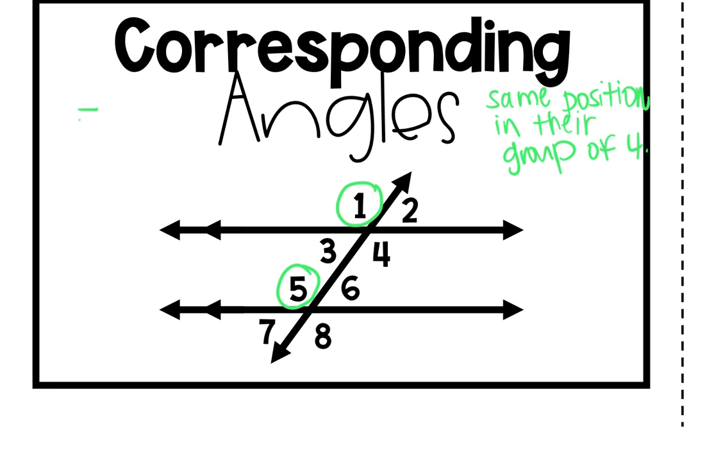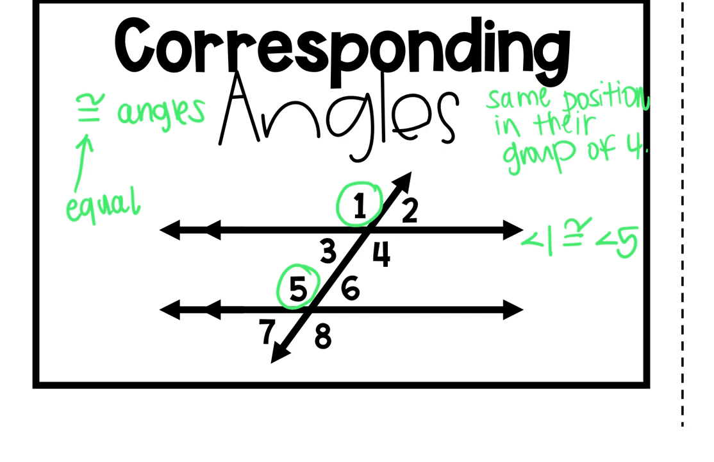So I'm going to write here, they are congruent angles. Make sure you're writing this down, which means, remember, equal. So if angle 1 is congruent to angle 5, let's say that angle 1 has a measure of 60 degrees, then angle 5 should also be 60 degrees. They should be matching in angle measure.